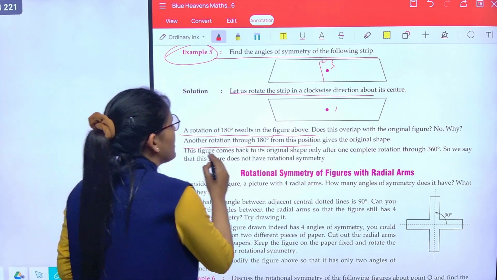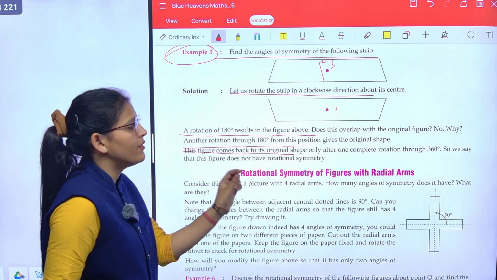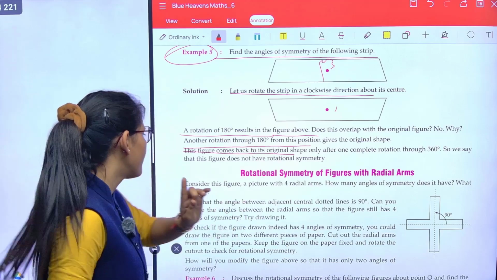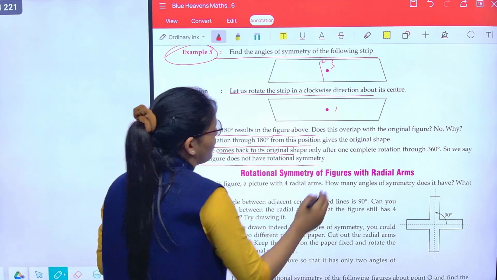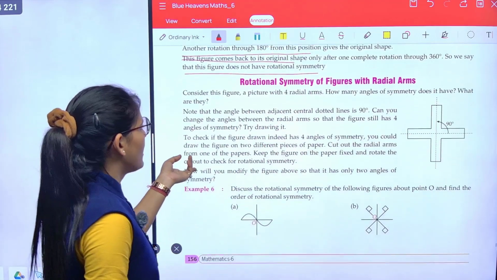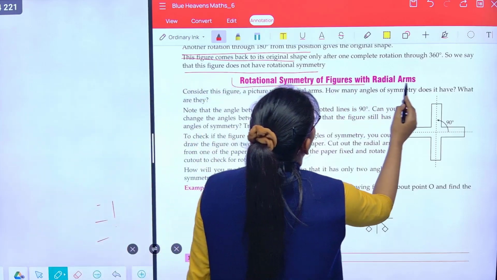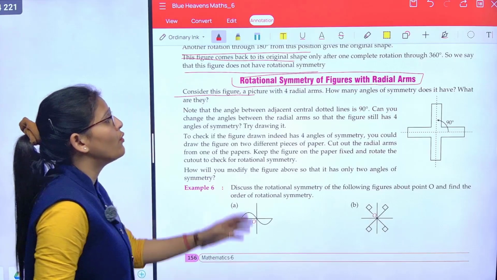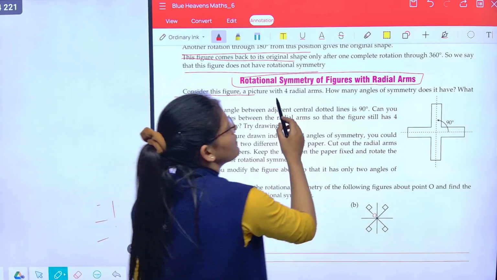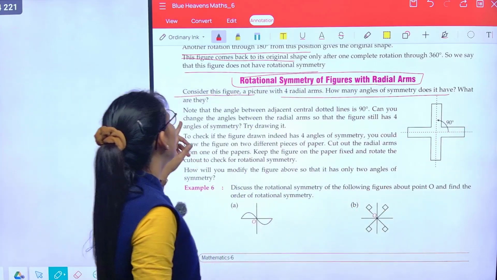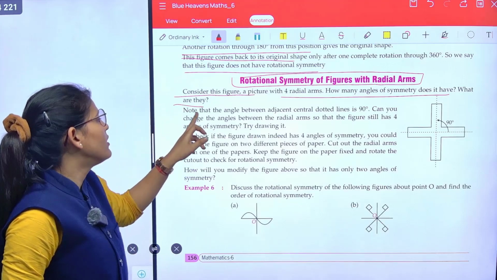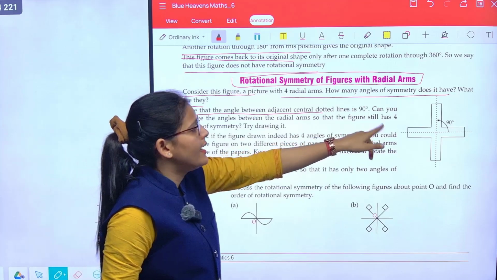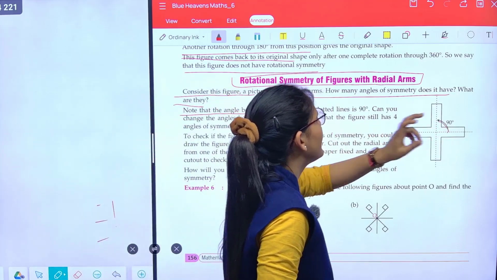Now this figure comes back to its original shape only after one complete rotation through 360 degrees. So we say that this figure doesn't have rotational symmetry. Come on, rotational symmetry of figure with radial arms. Consider the figure, a picture with four radial arms. How many angles of symmetry does it have? What are they? Note that the angle between adjacent center dotted lines is 90 degrees.